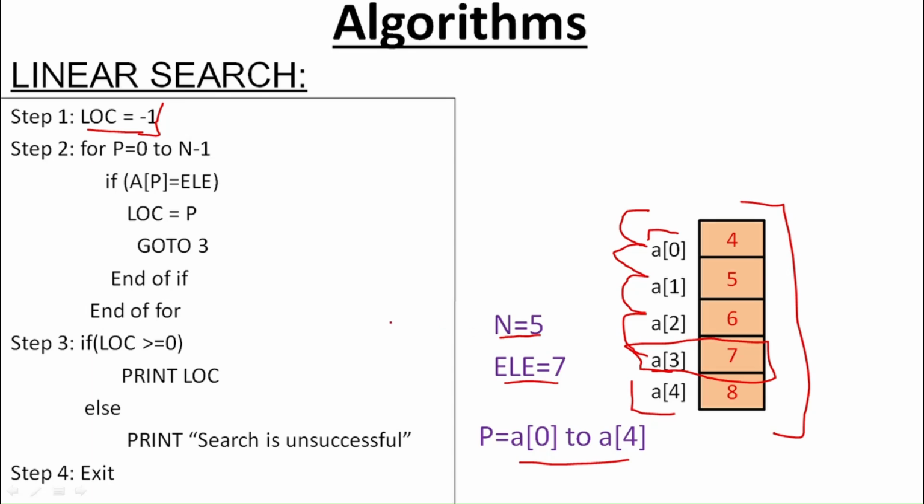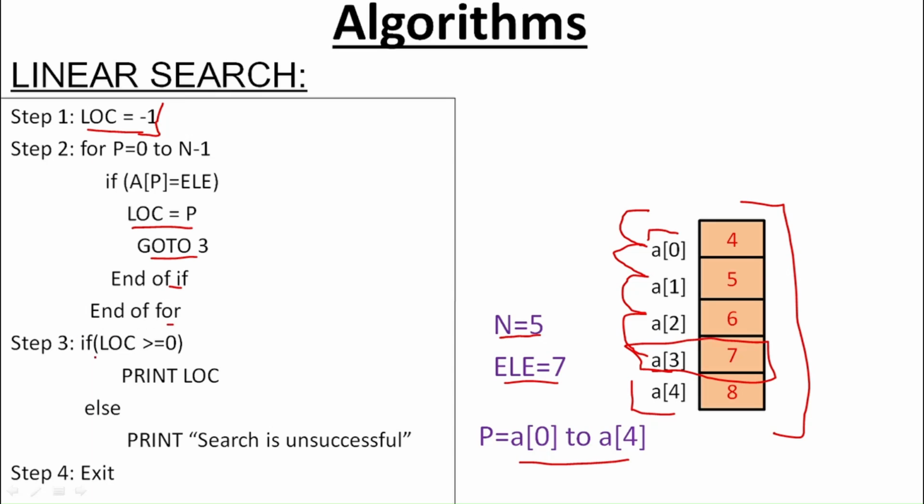So this is my search element. As soon as it matches, it stores the address of the location. Location is equal to p. So location is equal to a of 3. And automatically after finding the location, it goes to step 3. Before going, we will end the if loop and for loop.